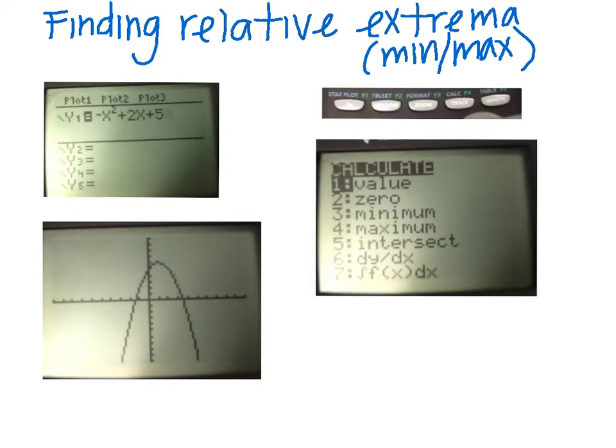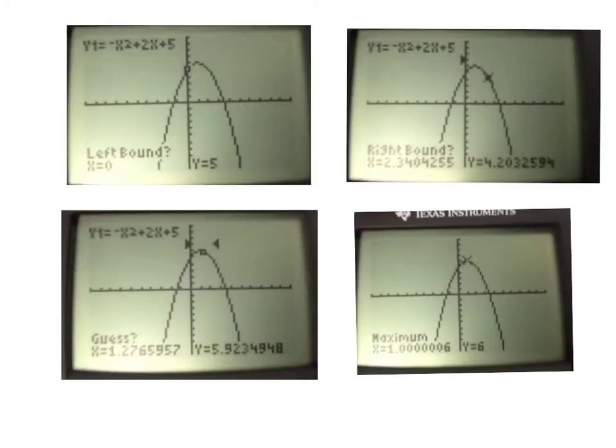Just so you know, the way we find mins and maxes are exactly the same. It's just important that I choose the correct one here. We decided this is a max because it's going down in both directions, so I'm going to choose number 4. As soon as I choose that, it's going to ask me left bound, and my cursor is now actually on the function. And whenever the cursor is being moved around, you will notice that we have an ordered pair down here. So it's telling me that right now it's on 0, 5.